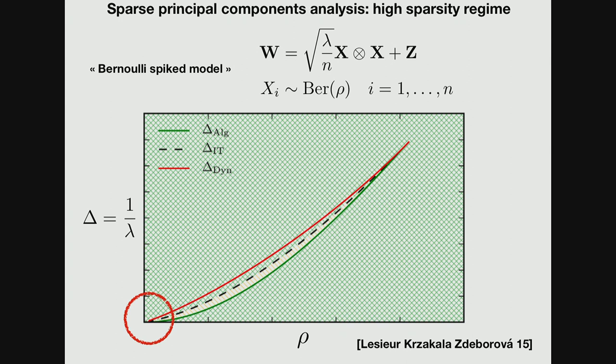Okay, so this phase diagram, when rho and lambda are fixed, is known from this paper by Thibaut, Flo, and Lenka. So essentially, below the dashed line, this is the information-theoretic transition, you are able a priori to infer, but you are only able to do it at low computational cost below this algorithmic transition, which is the green line. So the picture is understood, at least in this regime.